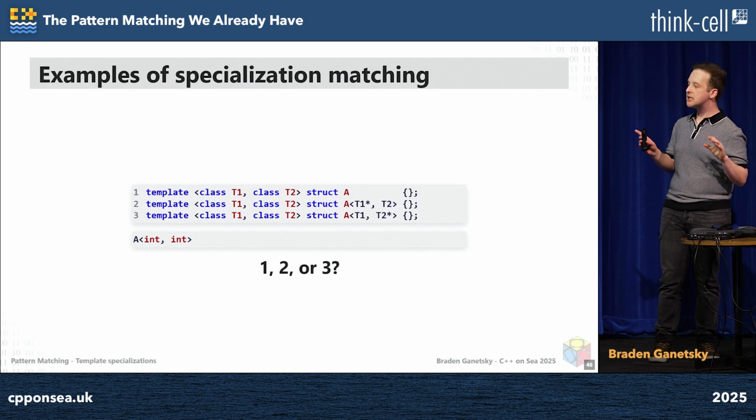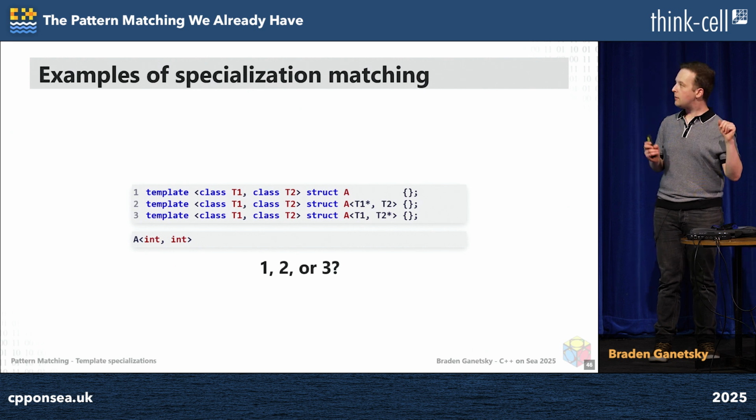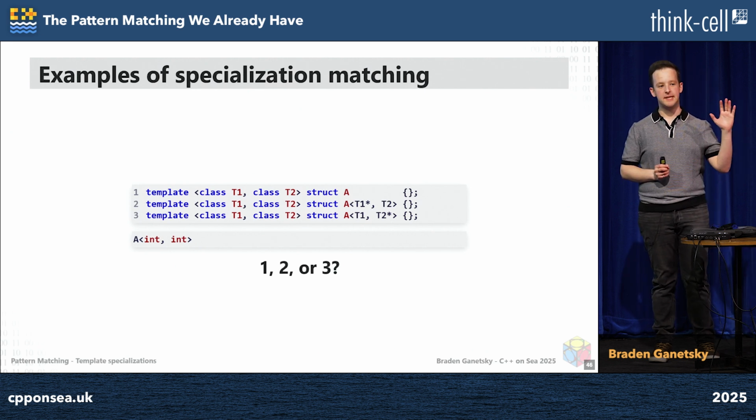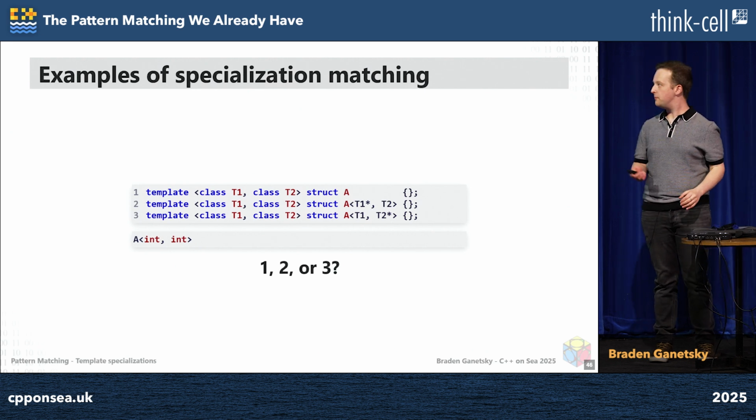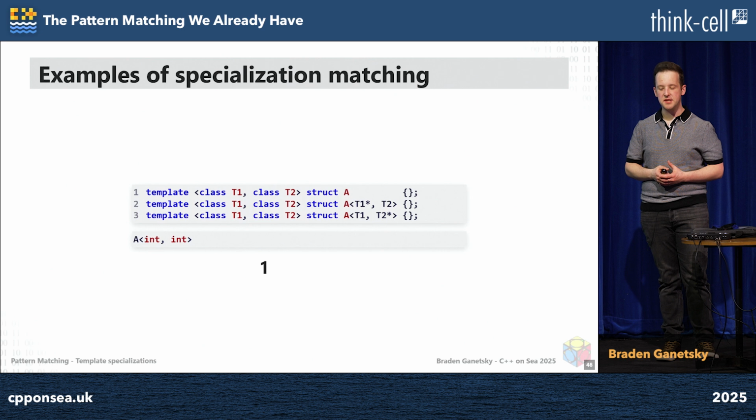Is it matching the partial specialization on line 2? Hands up. What about the partial specialization on line 3? Hands up. OK, yeah. So it's line 1. This is matching the primary template because neither of these types are pointers. So how is it going to match anything with a pointer?